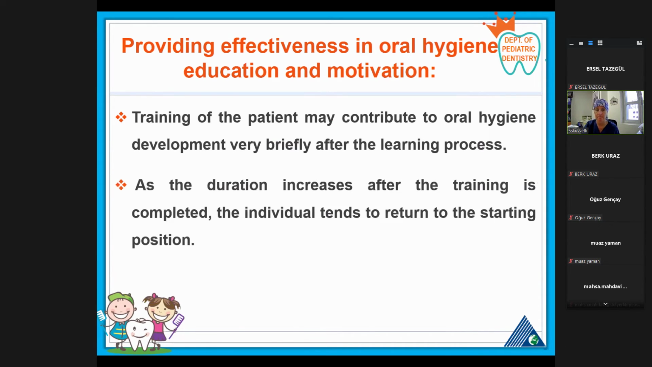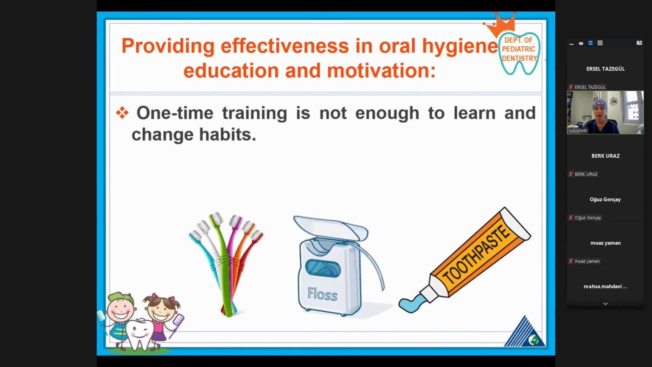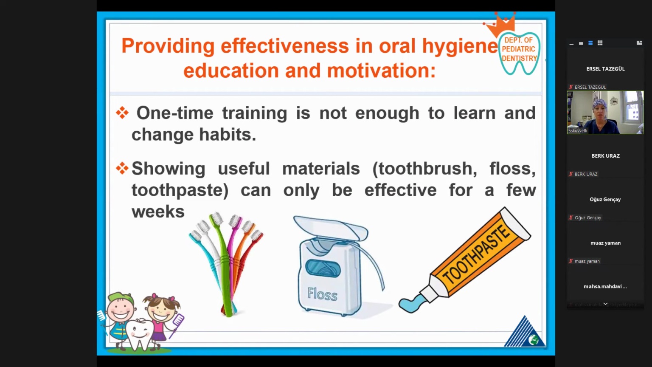the information. As the duration increases after the training is completed, the individual tends to return to the starting position, and small children and adolescents do that. They go back to their daily habits. One-time training is not enough to learn and change habits, but showing useful materials such as toothbrush, floss, toothpaste can only be effective for a few weeks.